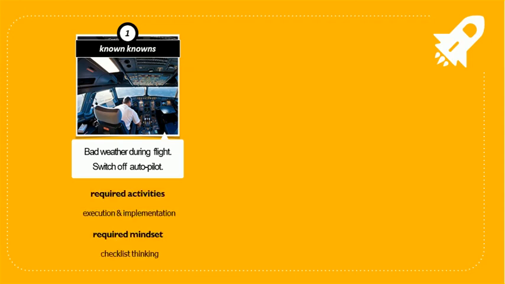So I have solved over here, and I have given some required activities, like the pilot will be executing and implementing the required activities, and the required mindset is checklist thinking. Like if it is bad weather, how can you solve it? You have to go to the checklist and put some switches on and off in the flight. So you will solve that problem because you know how to do that.